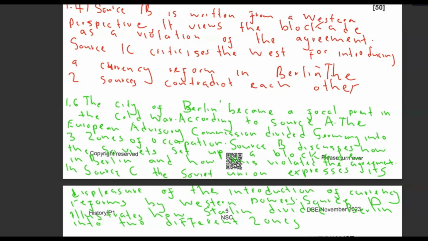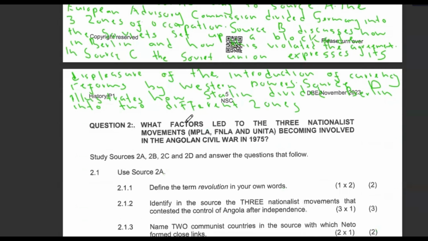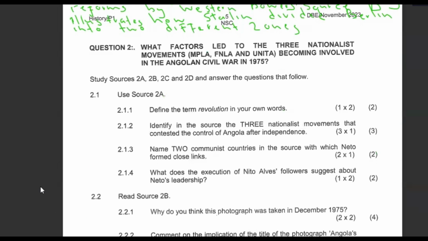So this all shows that Berlin was a center, or actually a ground of contention between the superpowers during the Cold War. It was actually a center or a ground for contention. Now let's move on to the second question.